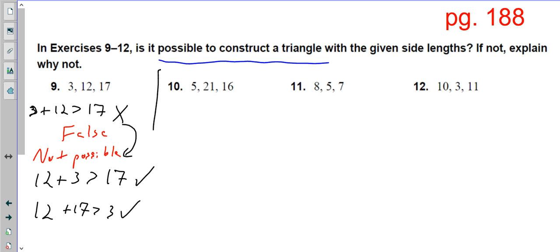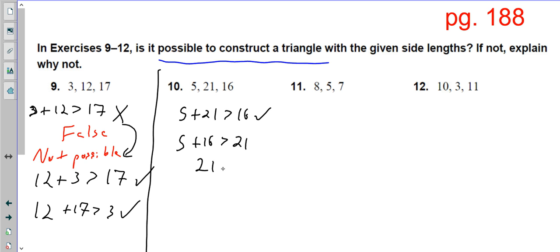Okay, for number 10, again, 5 plus 21, is that greater than 16? Sure is. Is 5 plus 16 greater than 21? Well, 5 plus 16 is 21, and 21 is not greater than itself, so it's false. So being false, it's not possible.